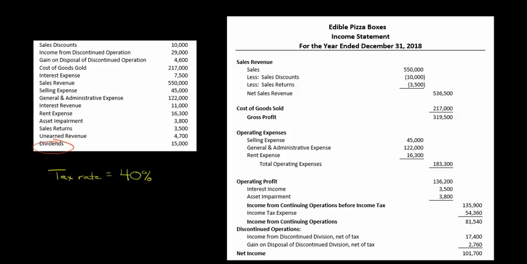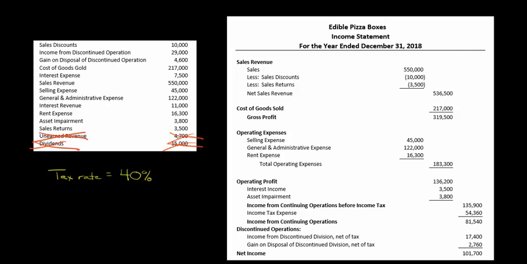Dividends, for example, do not belong on an income statement. Remember, dividends are not an expense, so we're not going to have dividends in our income statement. And unearned revenue, even though it has the word revenue in it, is a liability, so it belongs on the balance sheet, not on an income statement. But all of the other items we have here are going to be presented in our multi-step income statement for our company, edible pizza boxes.